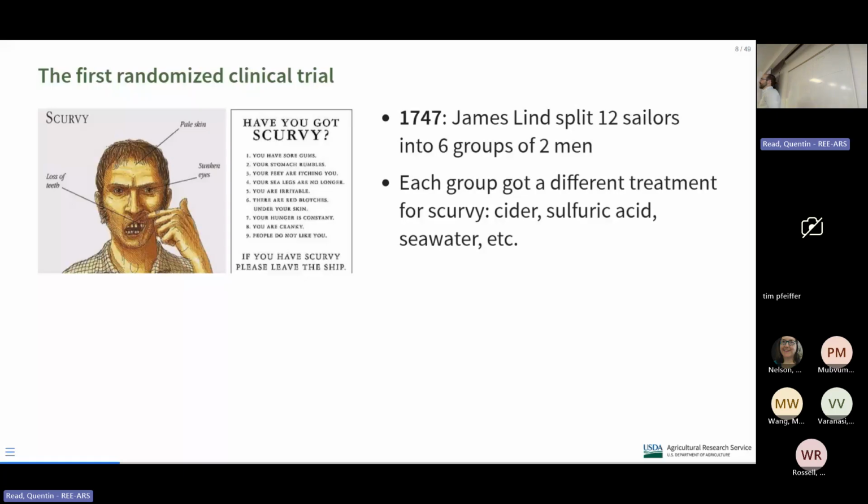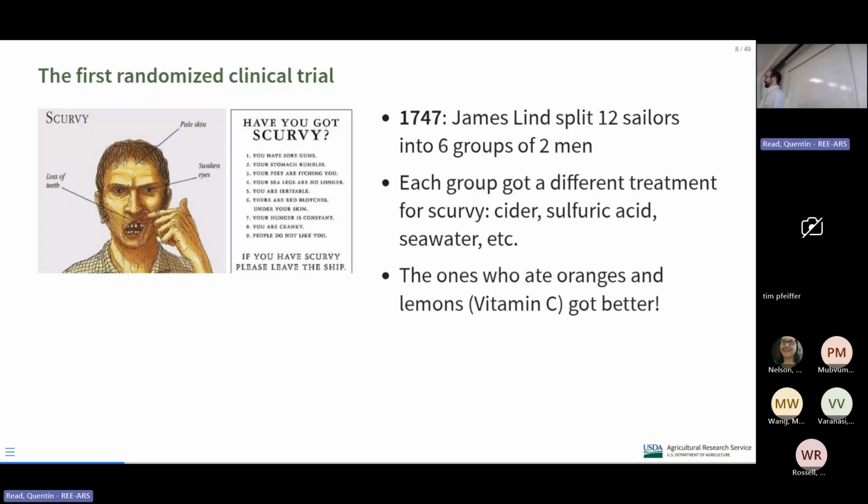And there were various things that had been proposed, like making people drink cider, somehow making them drink sulfuric acid. Not sure what that was supposed to do. Seawater, a couple other things. One of the treatments, which was sort of anecdotally known to be beneficial, was citrus fruit. And as we now know, scurvy is a deficiency of vitamin C. So, at least in the simplistic story we get, those guys got better and everyone else did not.